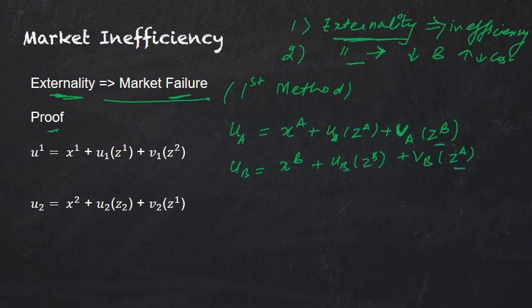Just to prove the externality, when ZB increases and VA, or let's say UA, also increases, that implies we have positive externality. That should make sense. When B increases its consumption of Z by 1 unit, and because of that the utility of A goes up, it's a positive externality. And if because of that the utility of A goes down, then it's a negative externality, right? What is the externality? The externality is Z.